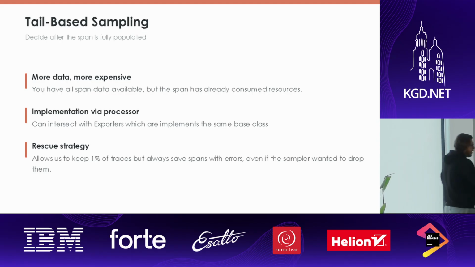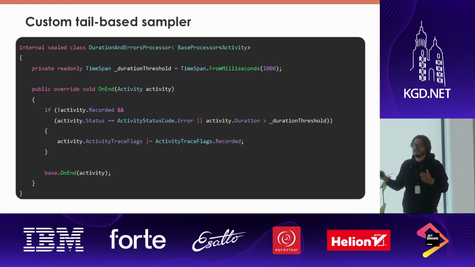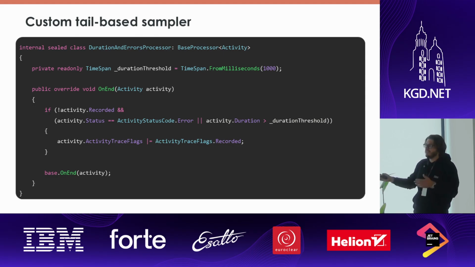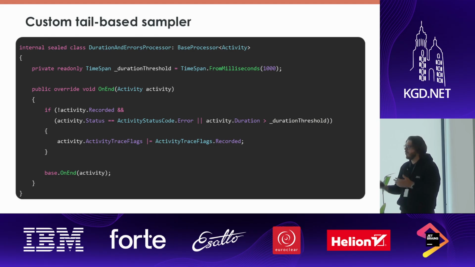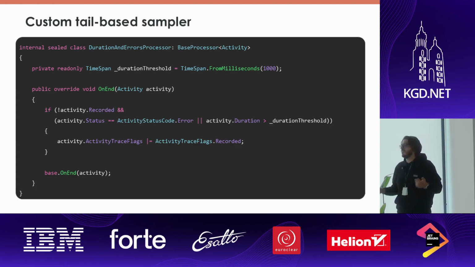For example, here is one of the examples of a tail-based sampler which we have, and actually it just stores all activities with errors and duration. And why did we decide to do it this way? First, we need this information, because it's the most interesting part, where we can see that something was executed for too much time, or we had an error somewhere.